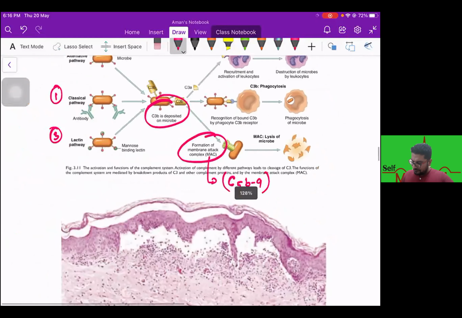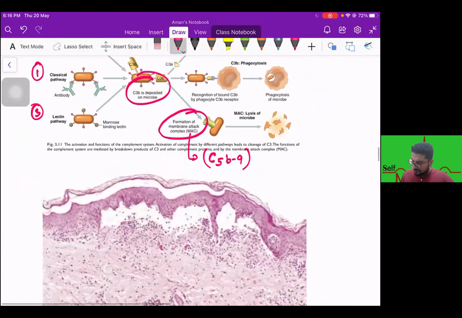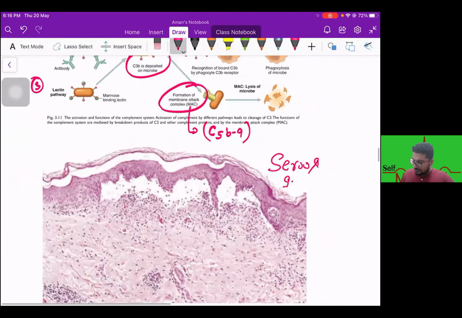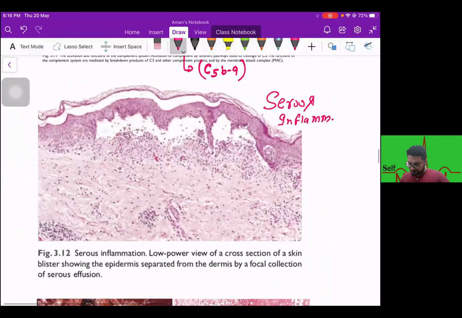This type of inflammation you will see in a cross section. We call this serous inflammation. You will see there is accumulation of serous fluid.